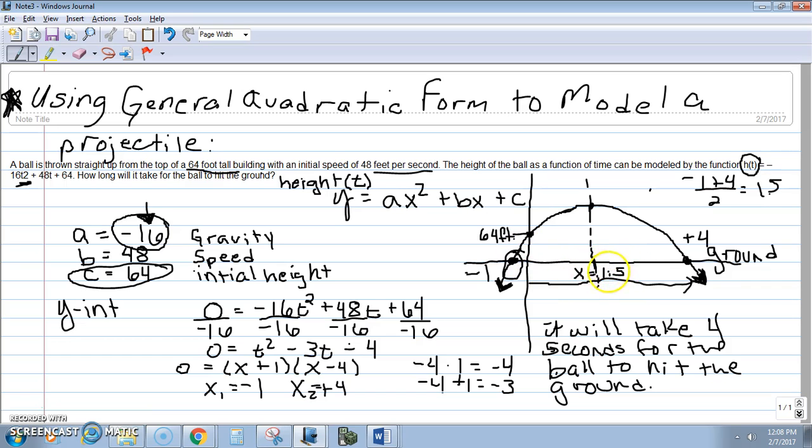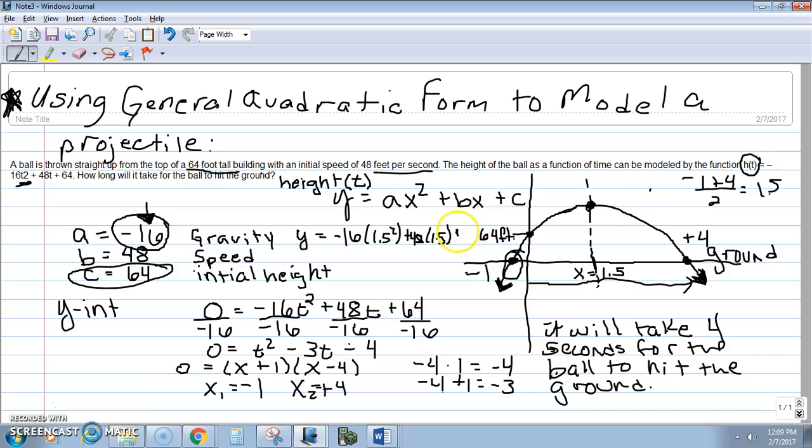Okay, and now that I know x is equal to 1.5 here, I can figure out what my maximum point is by putting that back into the equation. So if I solve this equation for y this time, for my height, y equals -16 times 1.5 squared plus 48 times 1.5, everywhere I see an x, instead I'm going to put 1.5, plus 64.